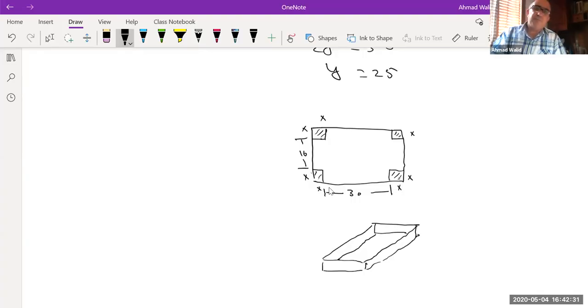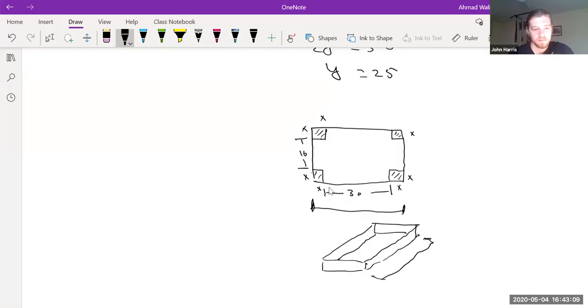Now, a few questions for you. If from here to here is 30, how much is the total length from here to here? Or I can say, if I show it to you in this picture, how much is this total length? From here to here is 30, here is X, here is X. How much is the total? 30 plus 2x.